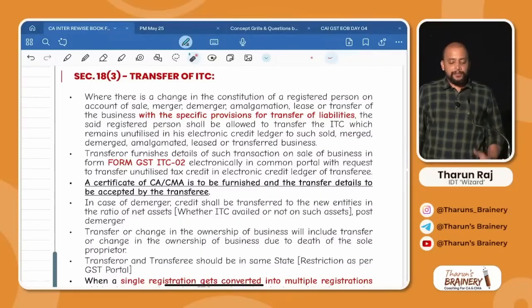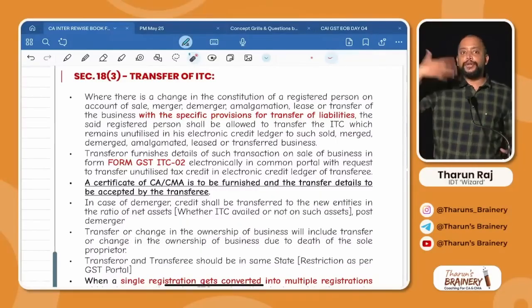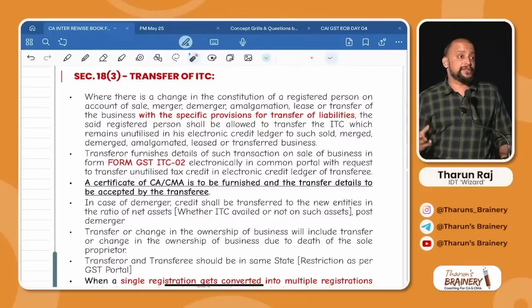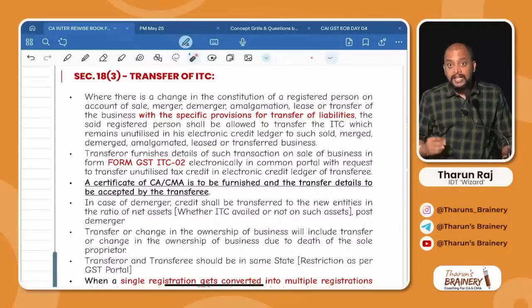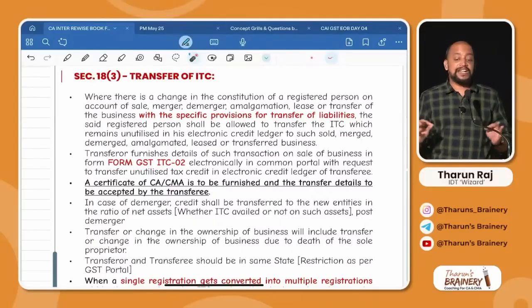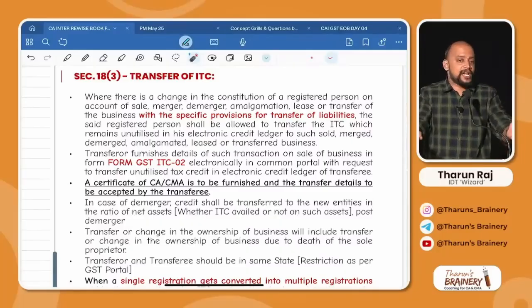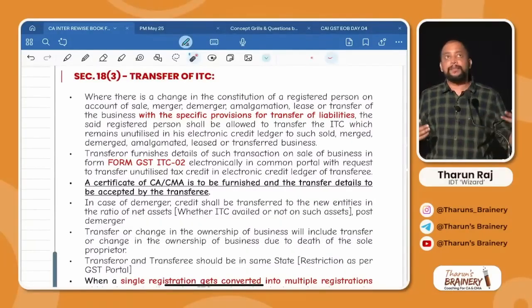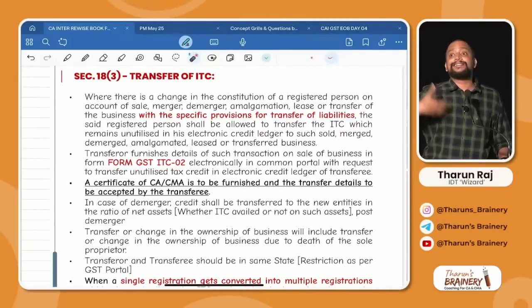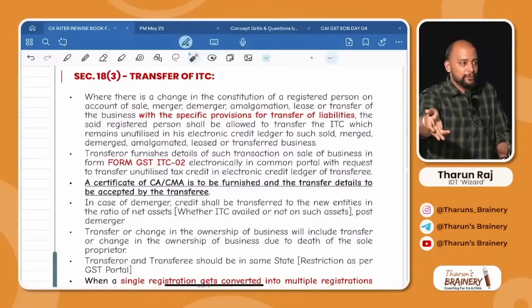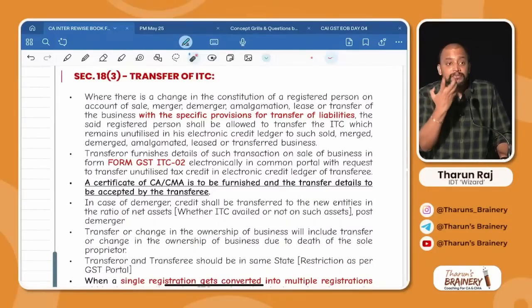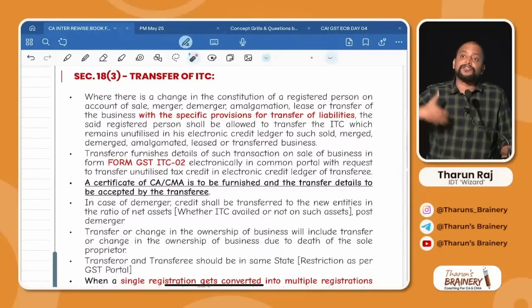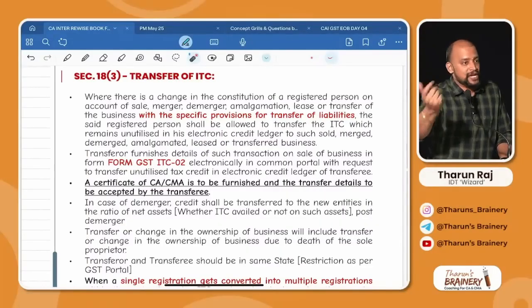Listen, I am transferring my business to you. I have a business, I am transferring my business to you. How should the transfer of business be? With specific provision of transfer of liabilities. It means all the assets and liabilities should be transferred to you, not just the assets. It should be transferred as a going concern, like amalgamation in the nature of merger. All assets and liabilities should have been transferred, and you need to account for those assets and liabilities in your books. Then in that case, I will have some unutilized credit ledger balance, input tax credit, that can be transferred to you.